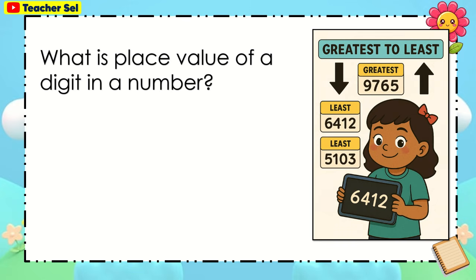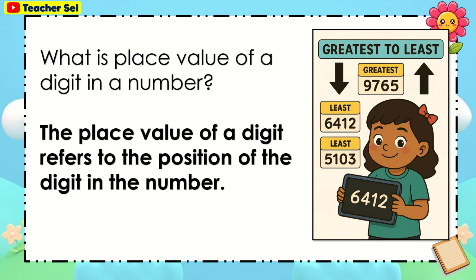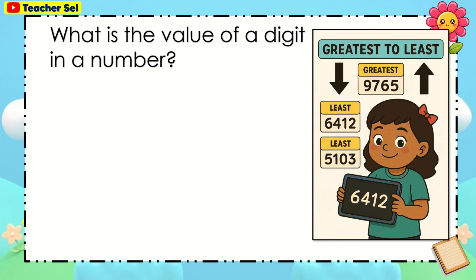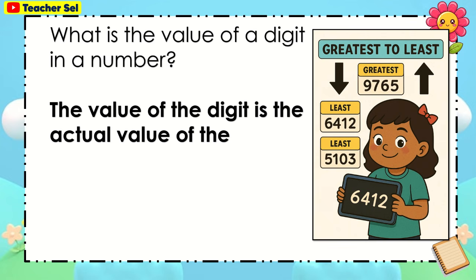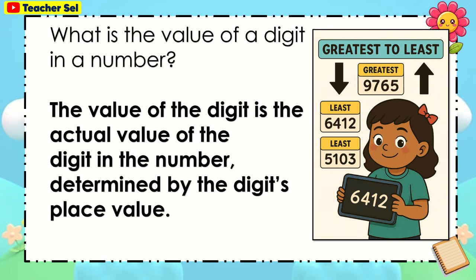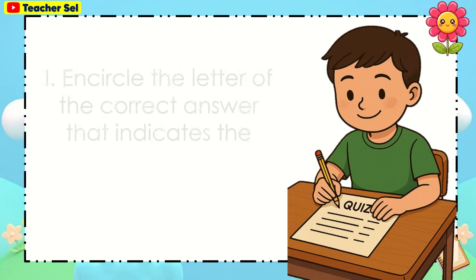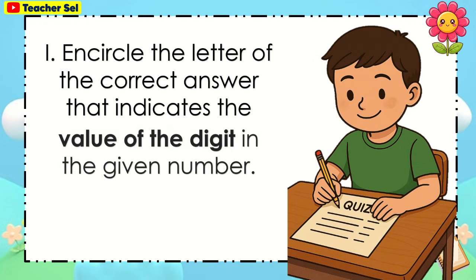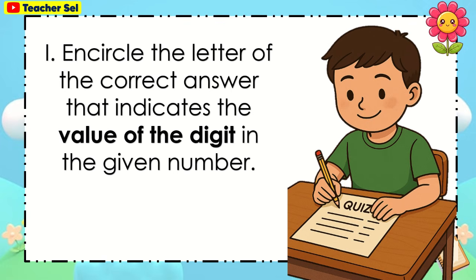What is place value of a digit in a number? The place value of a digit refers to the position of the digit in the number. What is the value of a digit in a number? The value of the digit is the actual value of the digit in the number, determined by the digit's place value. For your formative assessment, encircle the letter of the correct answer that indicates the value of the digit in the given number.